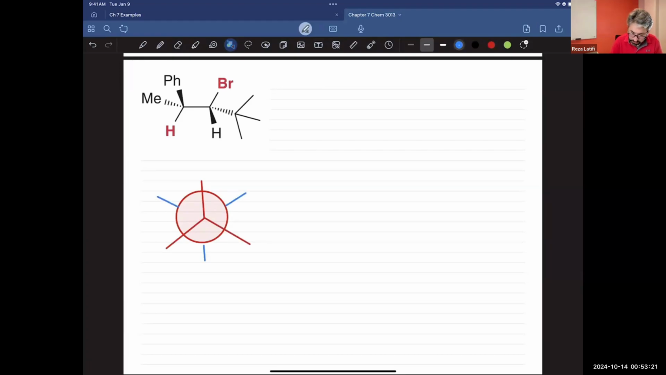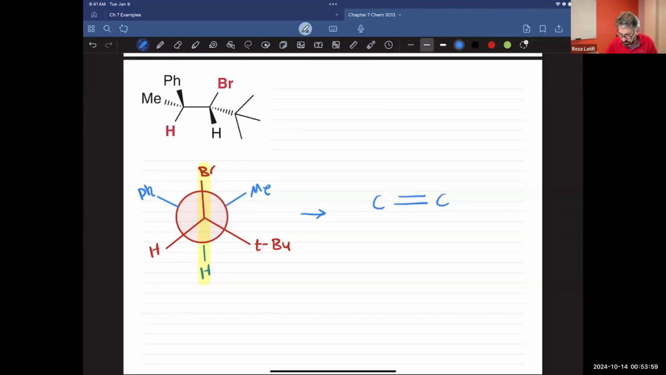I have the bromide up. I'm going to write the bromide here. This is the bromide. And then, what else? We have hydrogen here and tertiary butyl there. And next, we have phenyl in this position. Methyl is going to be here, and hydrogen is going to be there. Now, if you remove these two, you will get this. You will get the carbon.